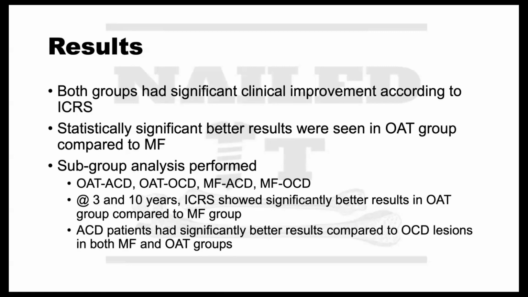So they looked at 3 and 10 years. The ICRS score showed significantly better results in the OATS compared to the microfracture group. And then the articular cartilage defects had better results compared to the osteochondral defects in both groups.